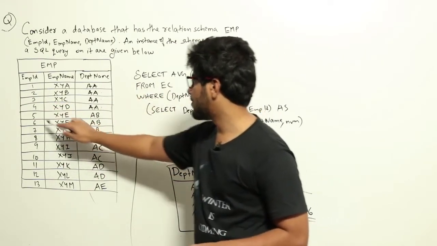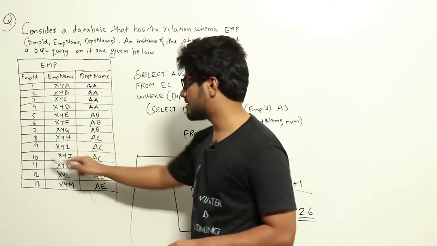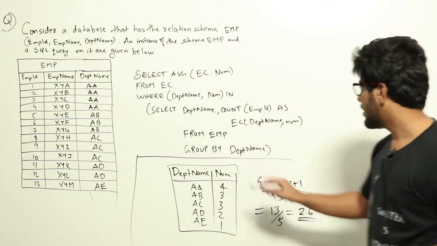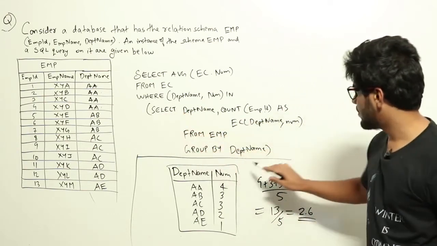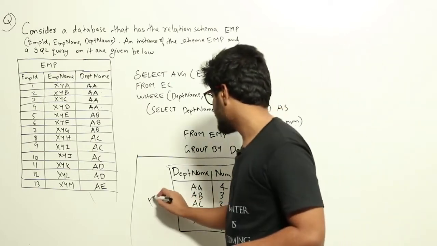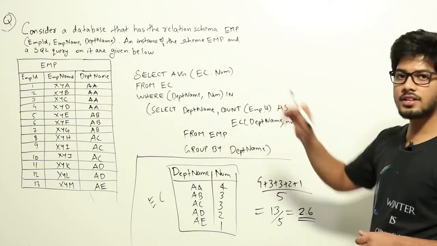AB has 3, that is 5 6 7. AC has 3, that is 8 9 10. AD has 2, that is 11 12, and AE has only 1, that is 13. So the inner query will be returning this, and this table we have named EC. That's given here. Now let's look at the outer query.